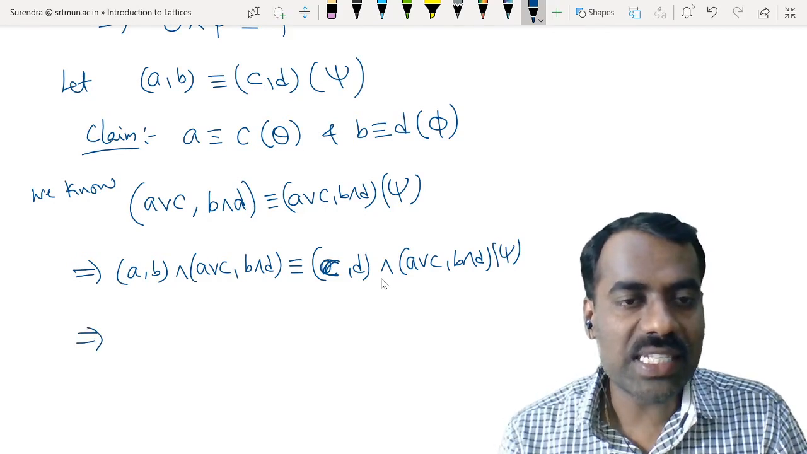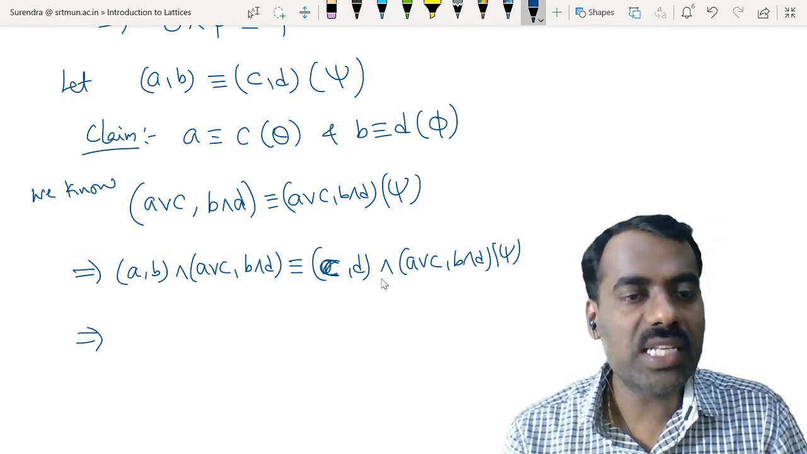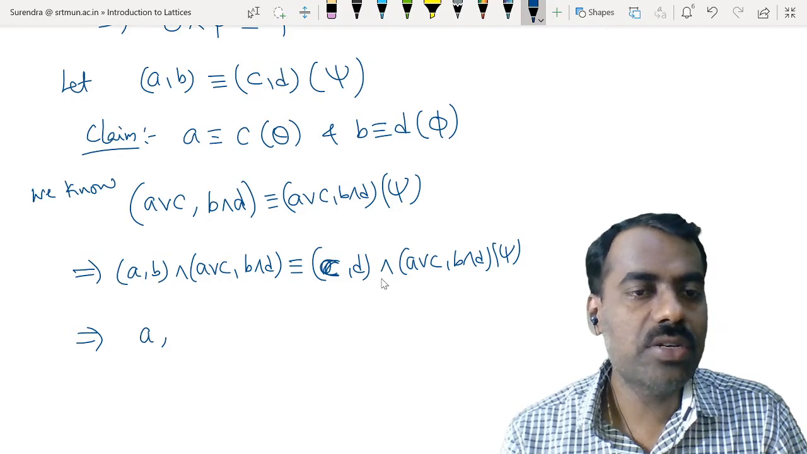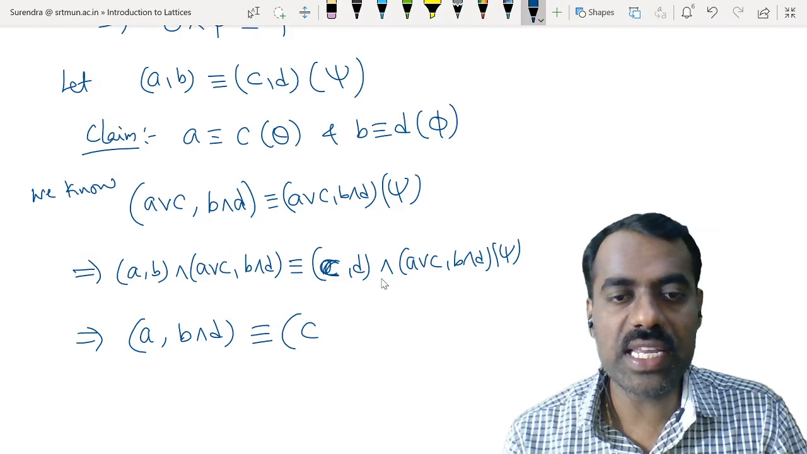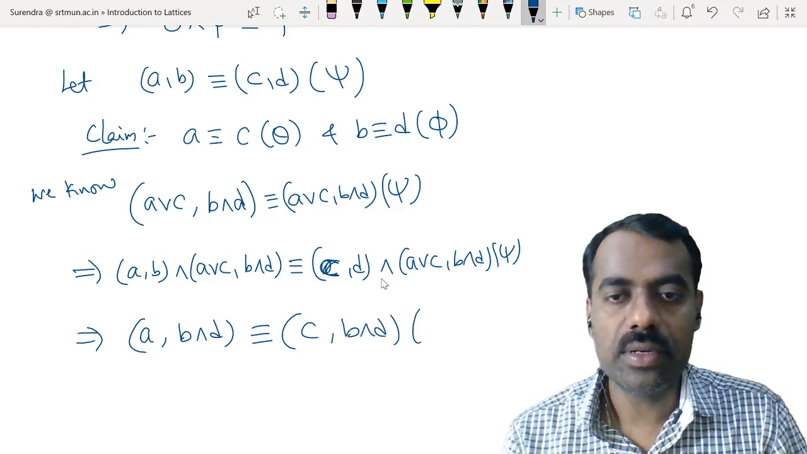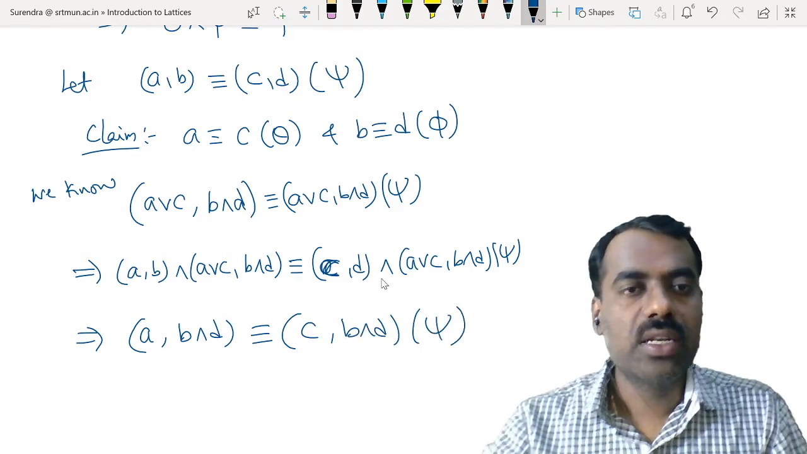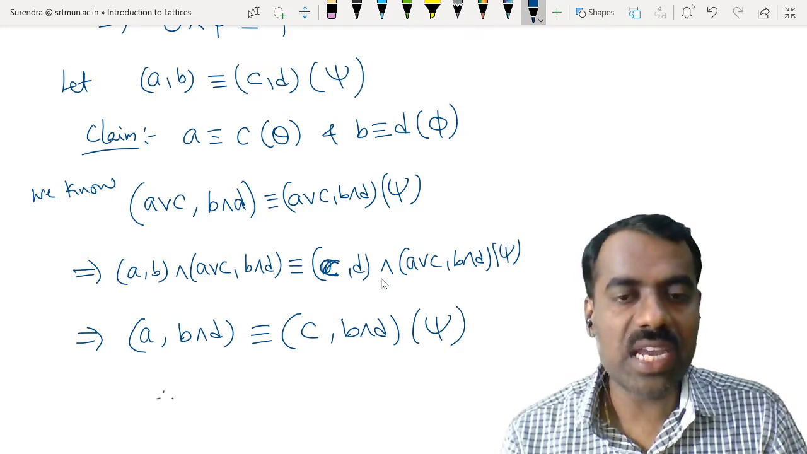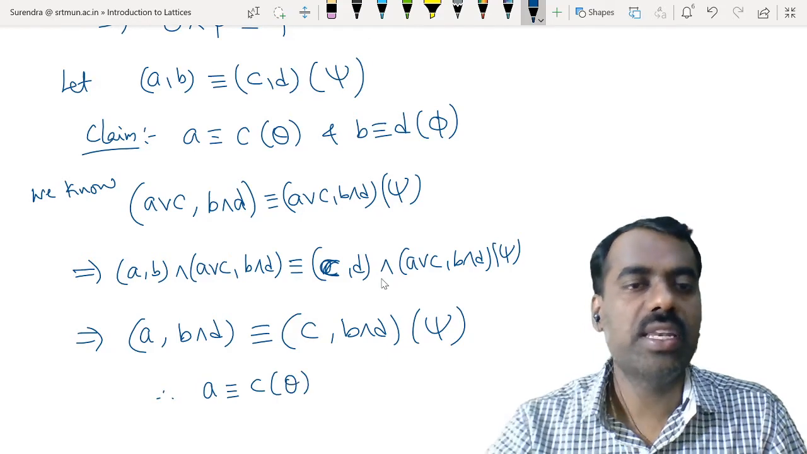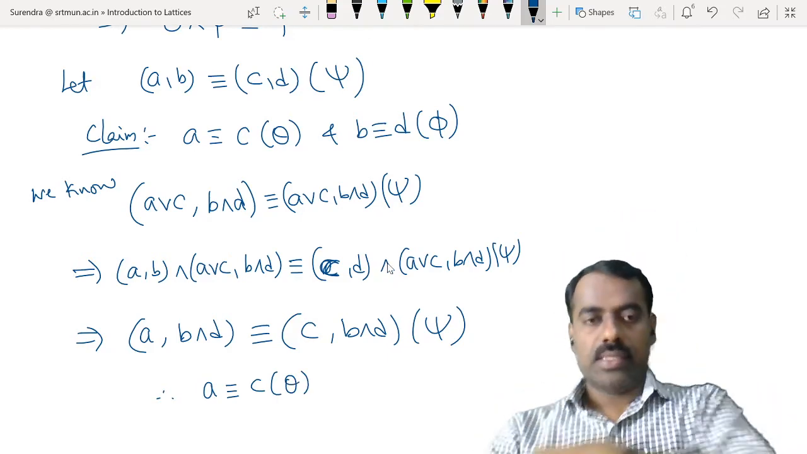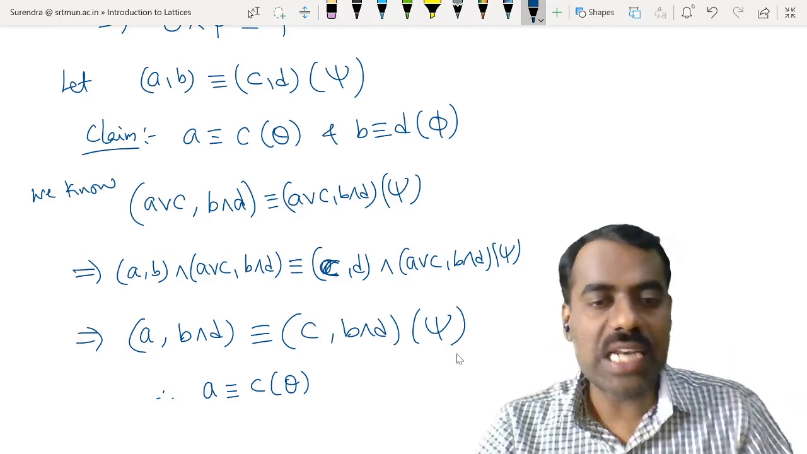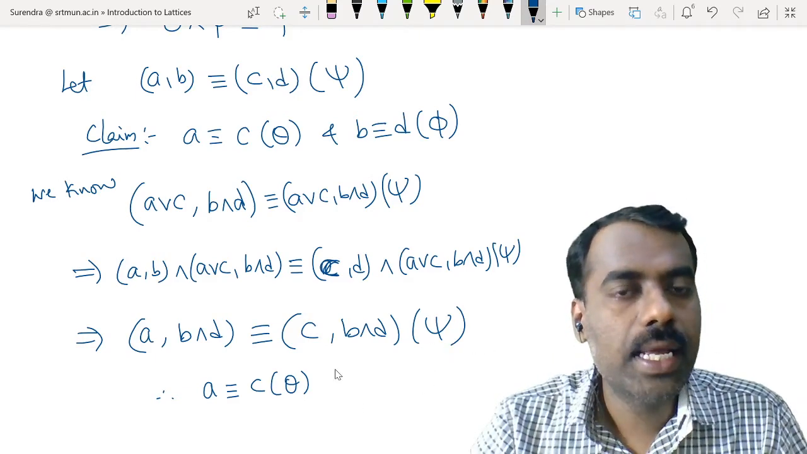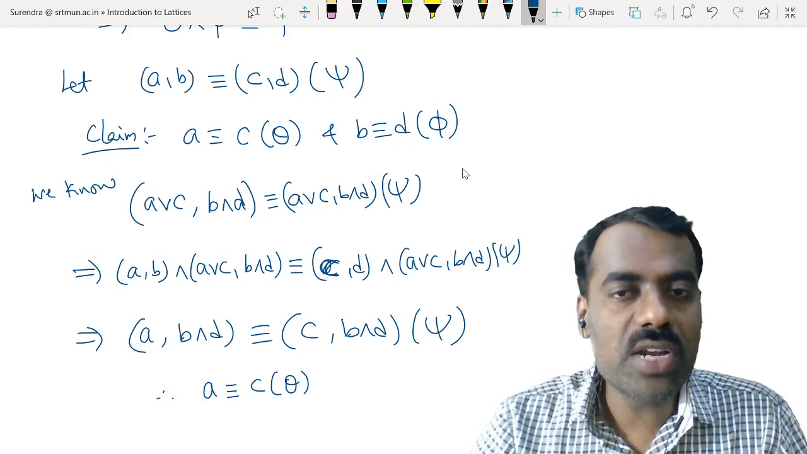This is the same as, what is a meet (a join c)? Because a is smaller, you get a. And here you get b meet d. Is this clear? Similarly you get here c and you get here b meet d, right? So that proves that because your second coordinate is the same, a is congruent to c modulo psi. No, c modulo theta, because this is modulo psi, so therefore we can claim that it is modulo theta, right?